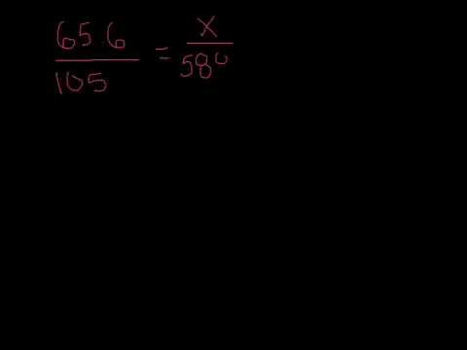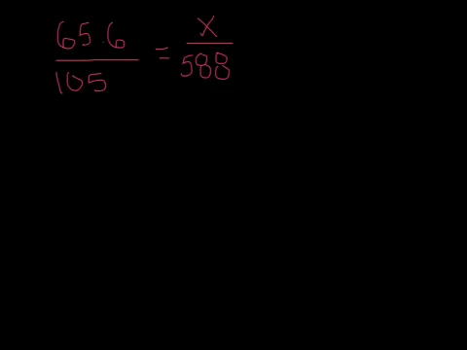Now that we have these measurements, we need to set up our proportion. The way our proportion is going to work is we're going to put Alex's height, 65.6 inches, over his shadow length, which is 105 inches. This fraction is equal to X, the unknown height of the pole, over 588, which is the shadow length.